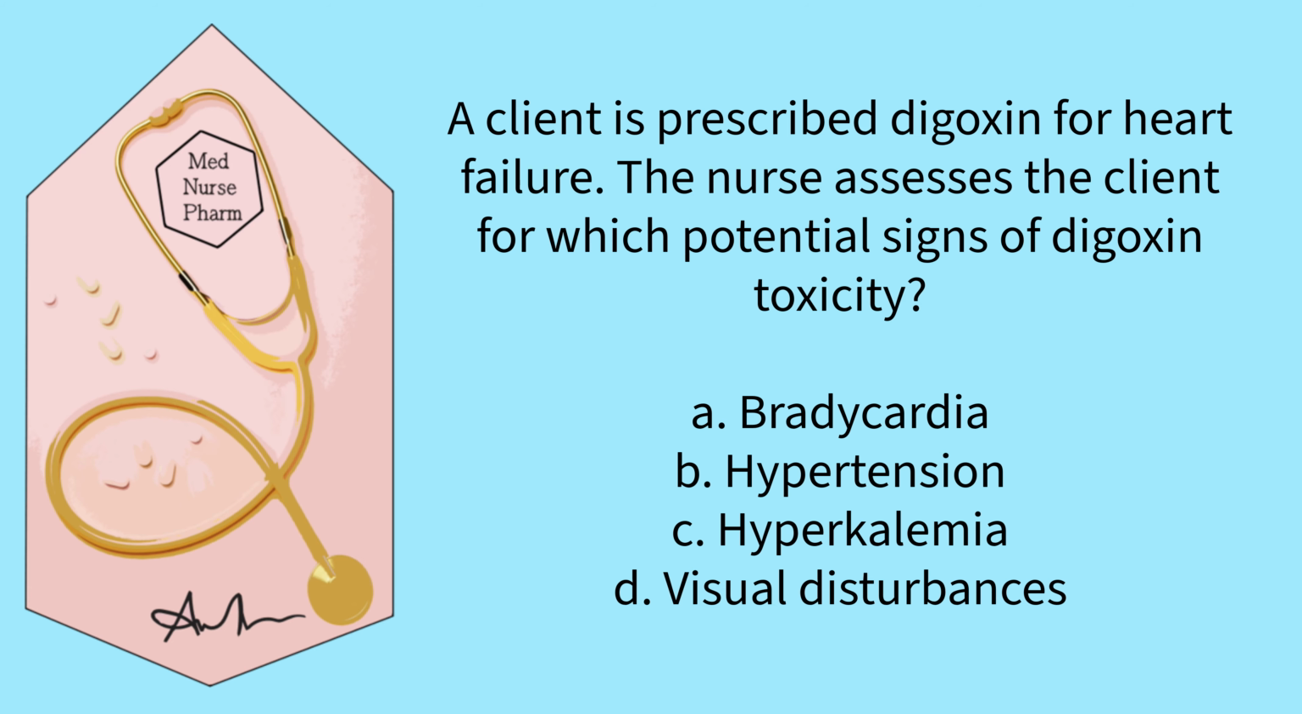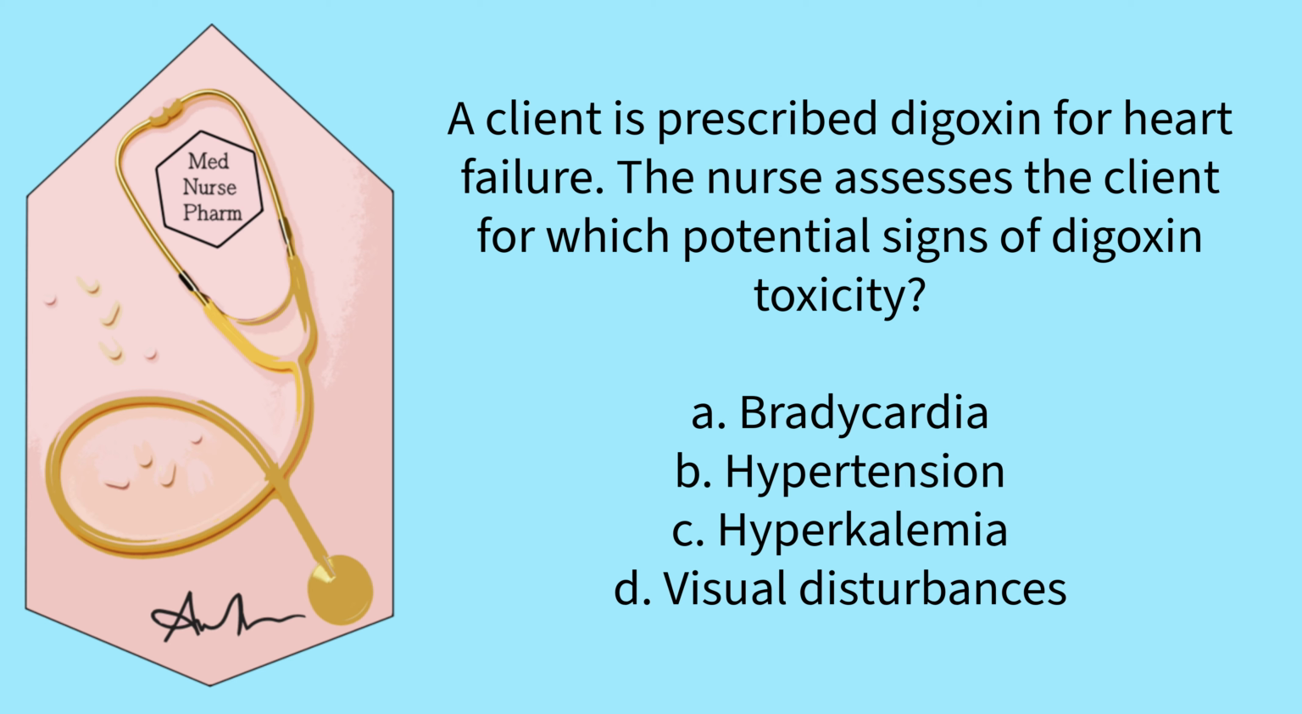A client is prescribed digoxin for heart failure. The nurse assesses the client for which potential signs of digoxin toxicity: A, bradycardia; B, hypertension; C, hyperkalemia; D, visual disturbances. Pause the video and select your answer. The correct answer is D, visual disturbances.